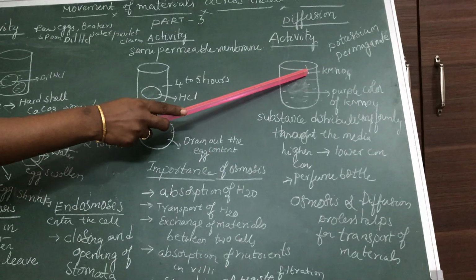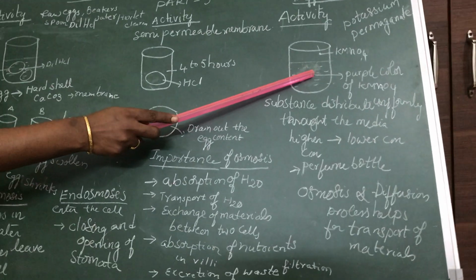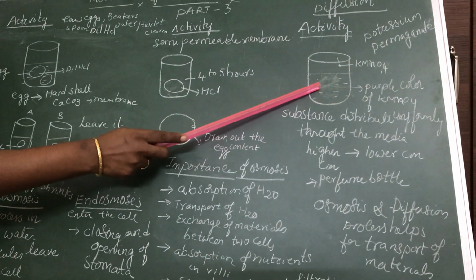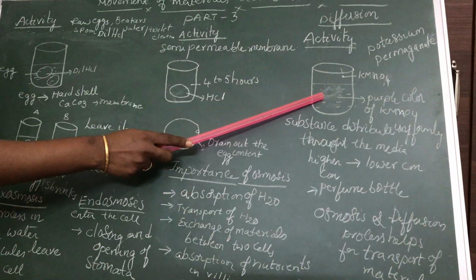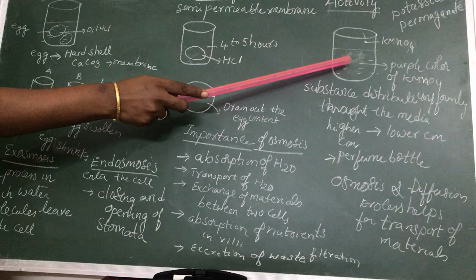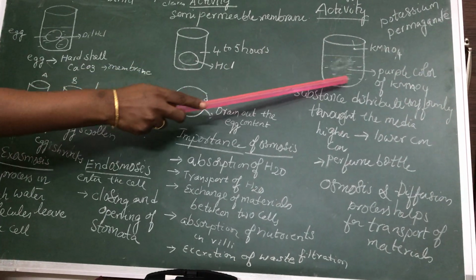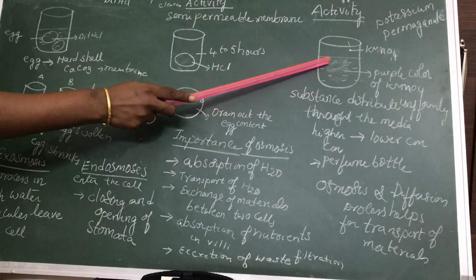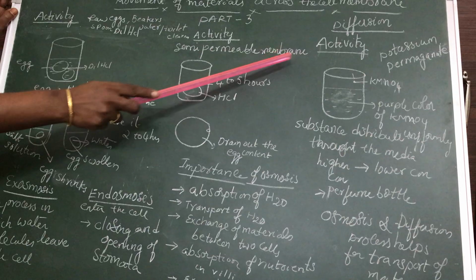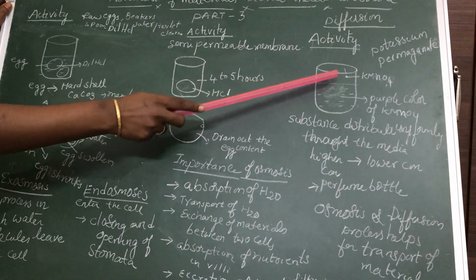Diffusion. When you add potassium permanganate crystals, they slowly dissolve in the water. They dissolve until we get a complete purple color in the beaker. The substances are uniformly distributed through the media. Media is here water. Here the substance potassium permanganate is uniformly distributed or dissolved in water. This process is called diffusion. Diffusion means the movement of molecules or ions from higher concentration to lower concentration.